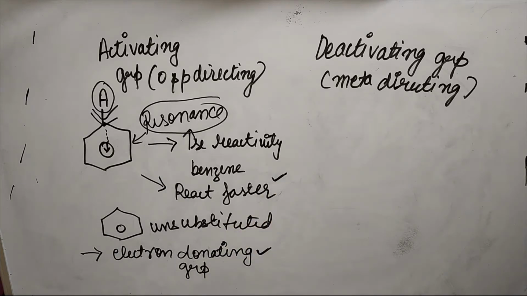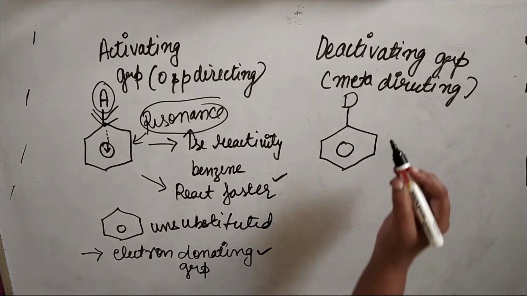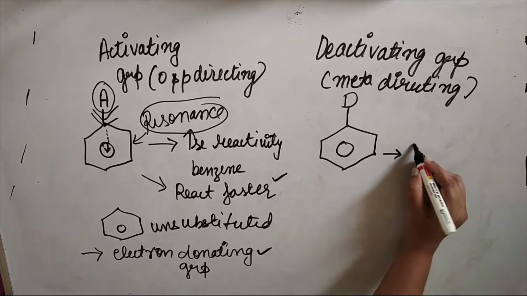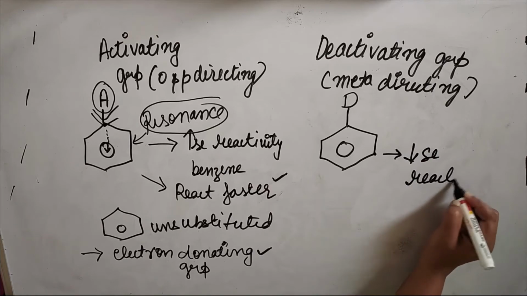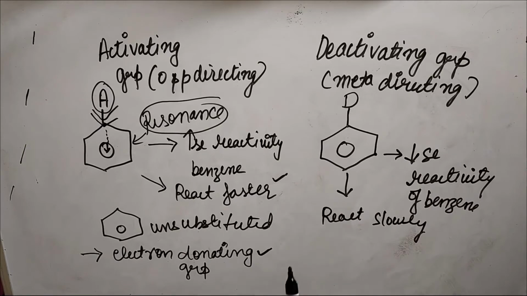Now let's discuss the deactivating group. Let's take D as the deactivating group. If this D is present on the benzene ring, it will make the other substituent react at the meta position. Here it decreases the reactivity of benzene, which means the benzene ring will react slowly. Any group which makes the benzene react slowly and decreases the reactivity of the benzene ring is called a deactivating group. And these deactivating groups are meta-directing groups.